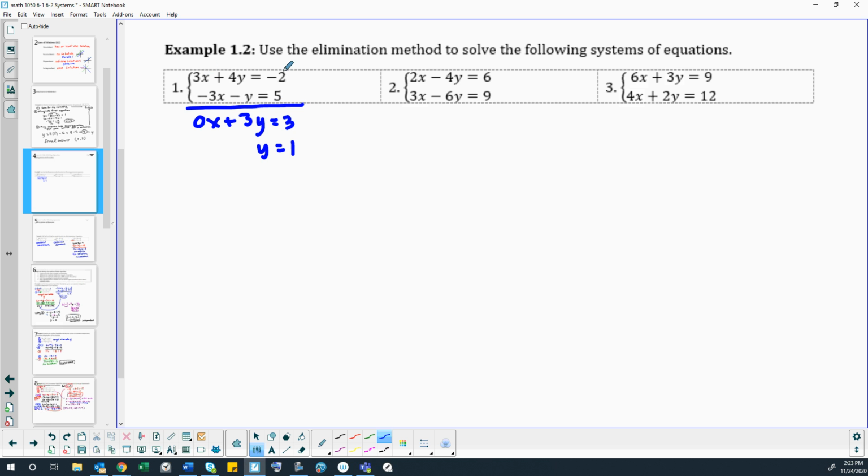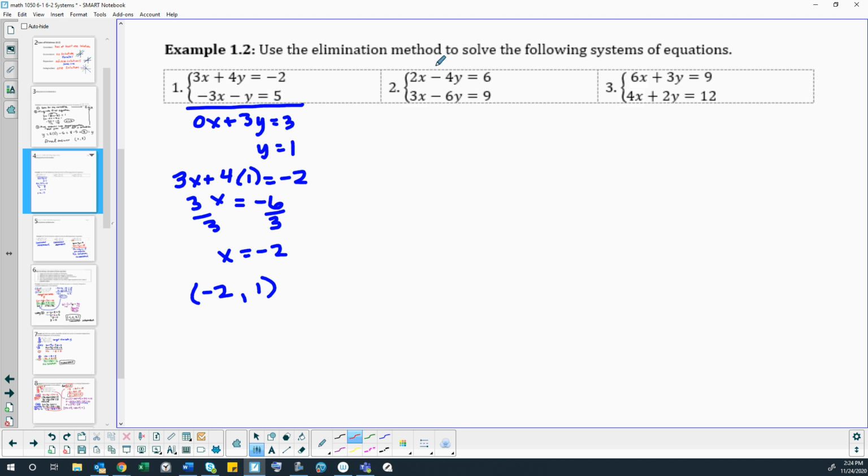So now it's really simple to choose one of our two equations, it doesn't matter which one, to plug our 1 back in for y and solve for x. In this case, we have a 3x, we have a negative 3x. I really don't think it matters which equation we use at all, so I'll just use the top one. Plug that 1 in for the y. So we have 3x plus 4 equals negative 2, so I'm going to subtract the 4 from both sides and divide both sides by 3. And that gives me x equals negative 2. So my final answer is negative 2, comma 1.